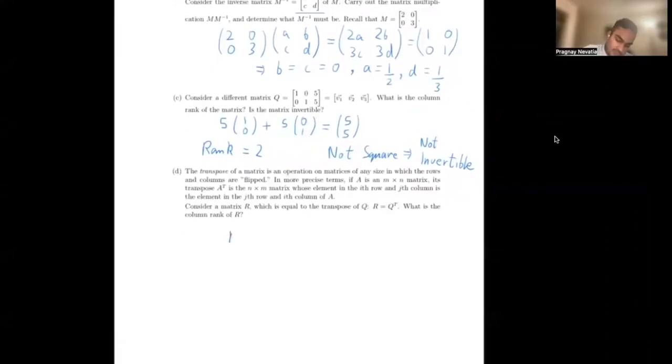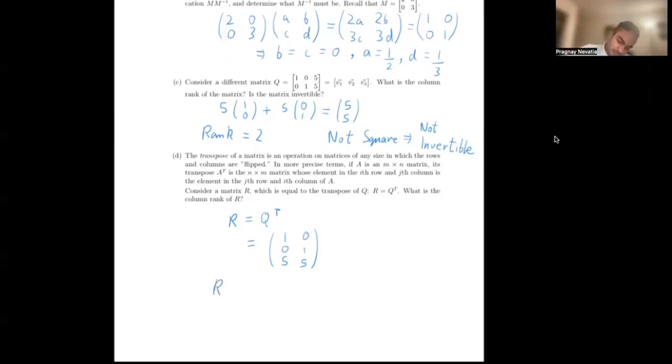For part D, we have this matrix R, which is Q transpose. Transpose is when the first row becomes the first column, the second row becomes the second column, and so on. So our R matrix would be 1, 0, 5, 0, 1, 5. You can clearly see that since they're not scalar multiples of each other, they are linearly independent, which means the rank is 2. You could also say that it's full column rank. Okay, so that's question 2.